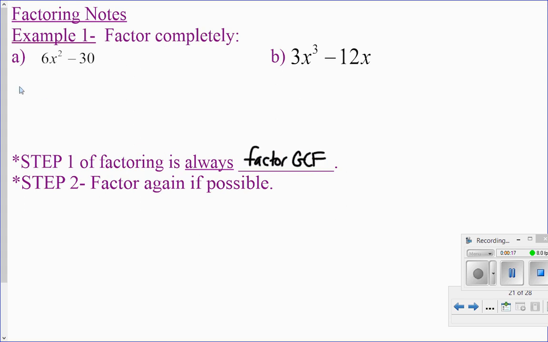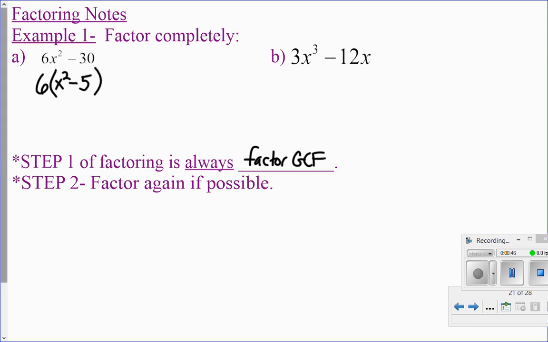So I'm looking at this first example here, 6x squared minus 30, and I am noticing that the greatest common factor that they share is 6. So I pull out the greatest common factor, 6, and then I have to figure out what is left after I factor it out. So 6 times what gives me 6x squared, or 6x squared divided by 6 is x squared. I'm going to copy the minus sign, and then 6 times what gives me 30, that's 5.